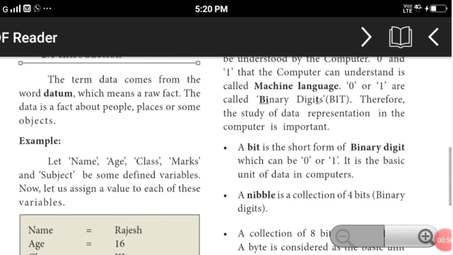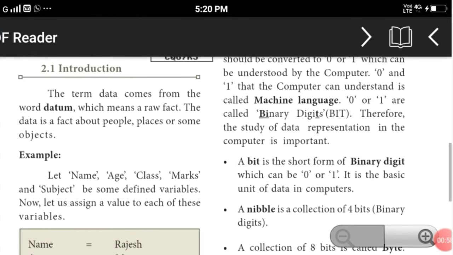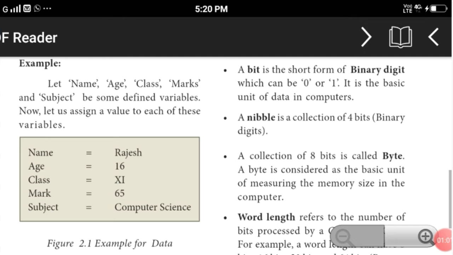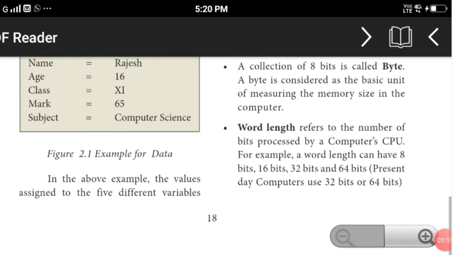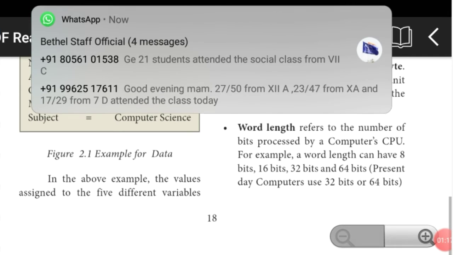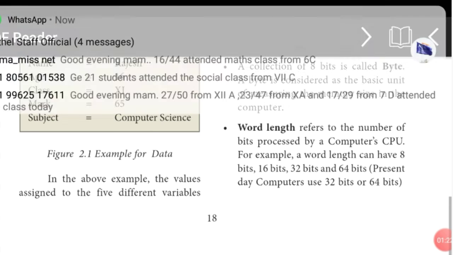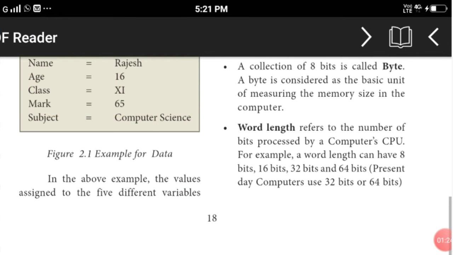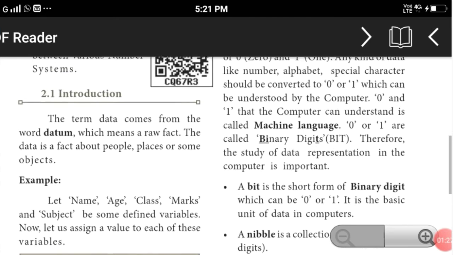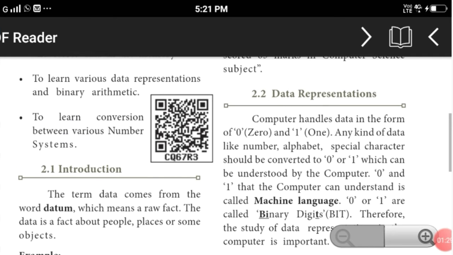First of all, what is data? Data means a collection of information. For example, for one person: name, age, marks, class, subject. That is a collection of information, and that is called data. In the above example we assign five different variables. Using that information for different categories, here it is data representation.